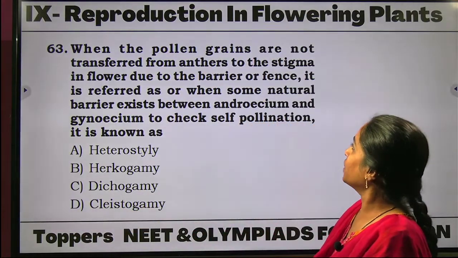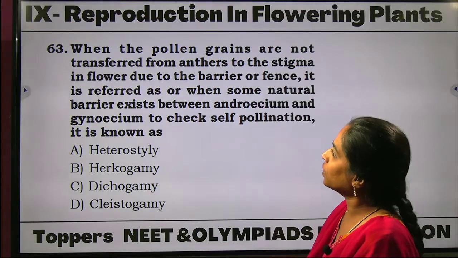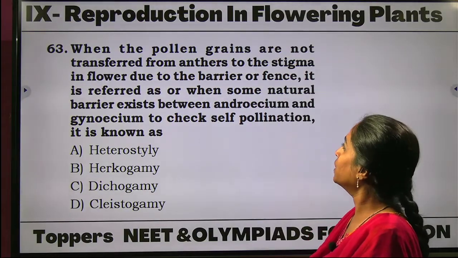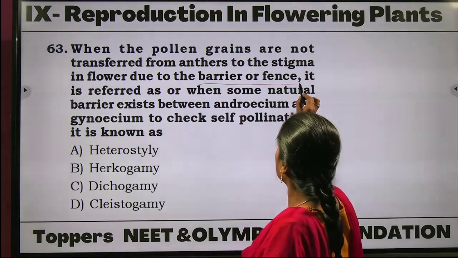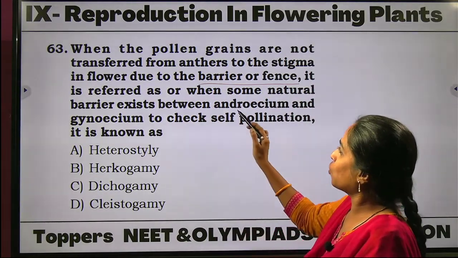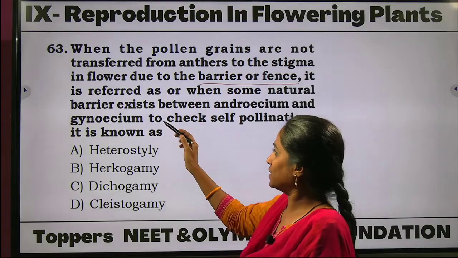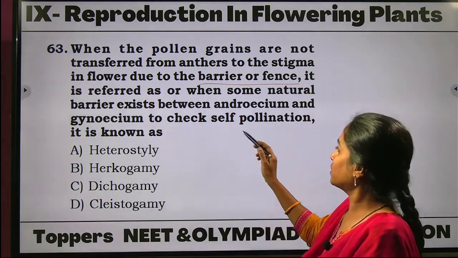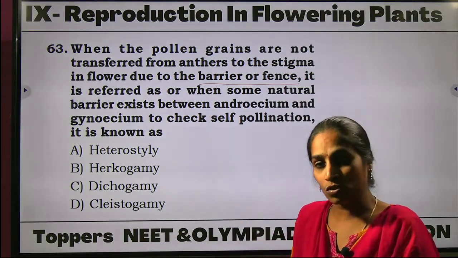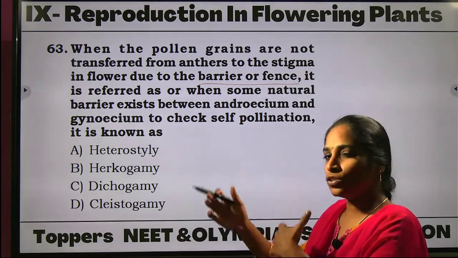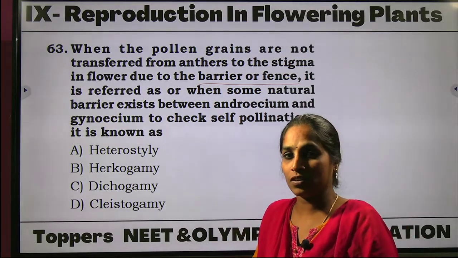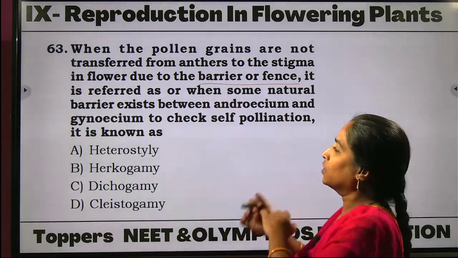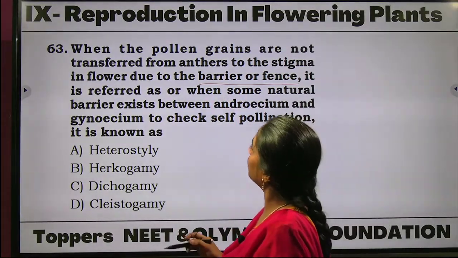When the pollen grains are not transferred from anthers to the stigma in the flower due to a barrier or a fence, it is referred to as... or when some natural barrier exists between androecium and gynoecium to check self-pollination, it is known as what? This kind of sentence we have discussed in a previous question also, right? So let us see what the main concepts are. Don't go for reading it completely, just underline.